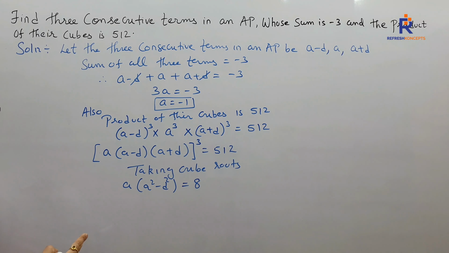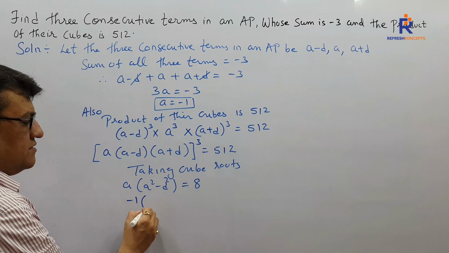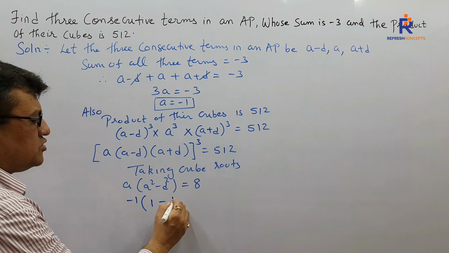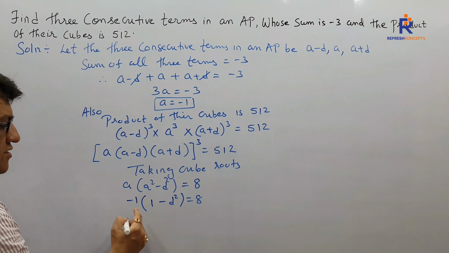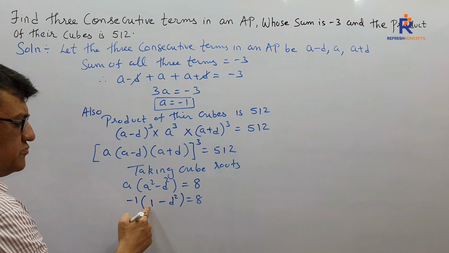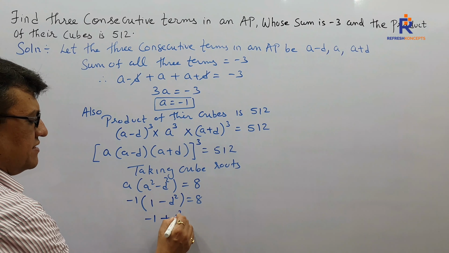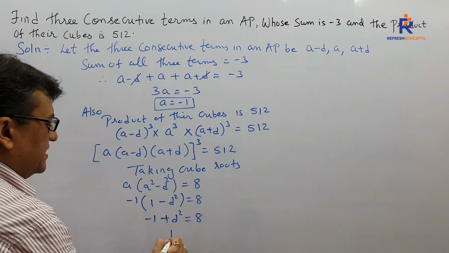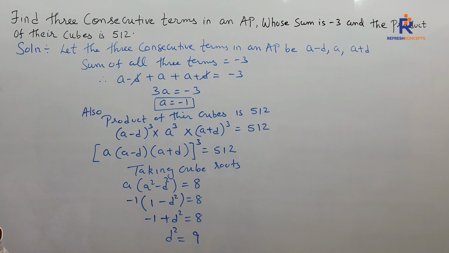Now we shall place the value of x, which is minus 1. A being minus 1, a square minus 1 square is 1, minus d square is 8. What next? Open down. Minus 1 into minus 1 into 1, minus 1, plus d square is equal to 8. Bring this here, d square equals 9.